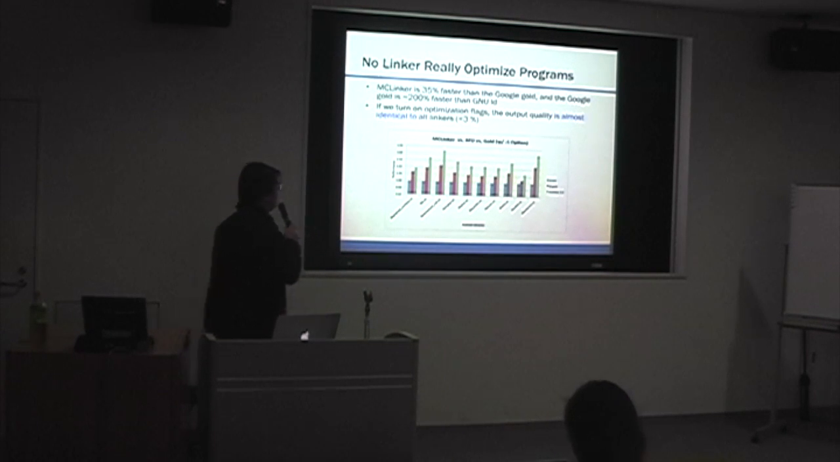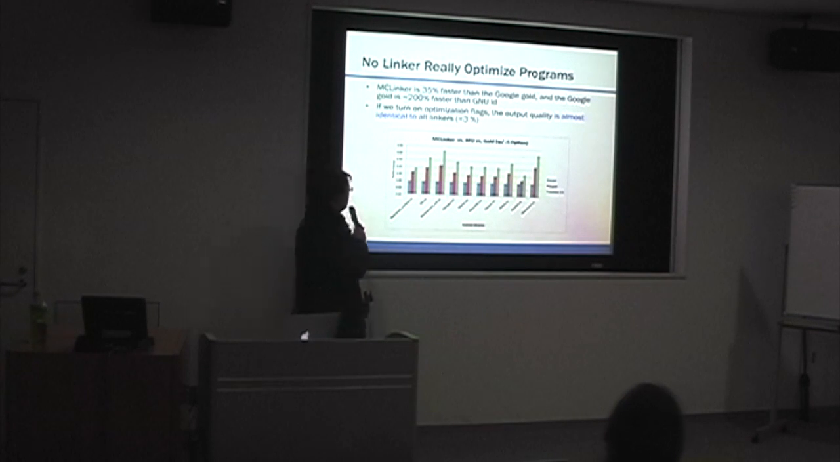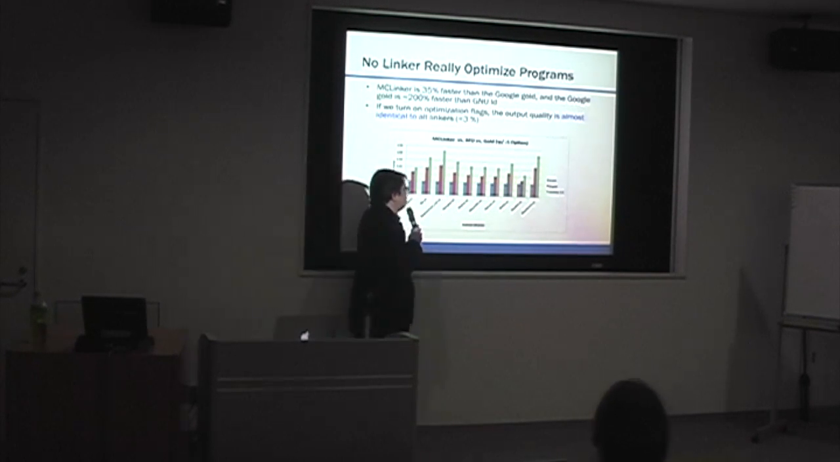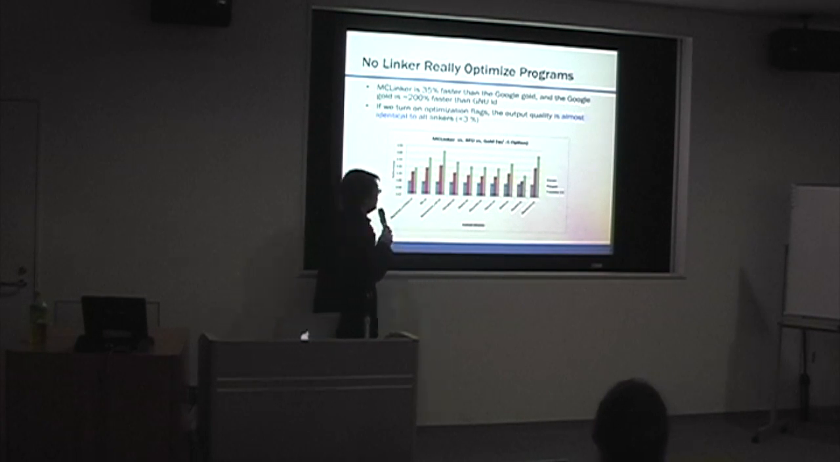Now this picture is about performance. Okay, we can see a blue bar. The blue bar is the baseline. Baseline is GNU-LD. It's 100%, and the red bar is Gold.